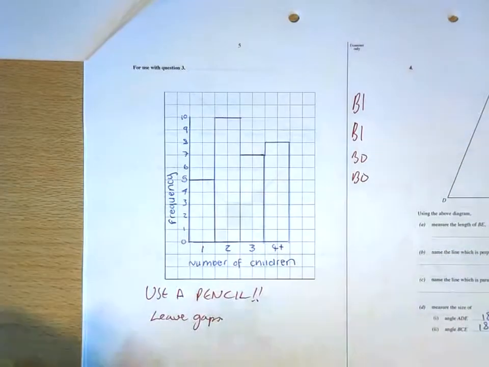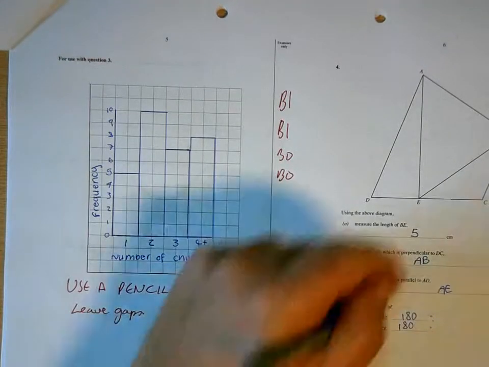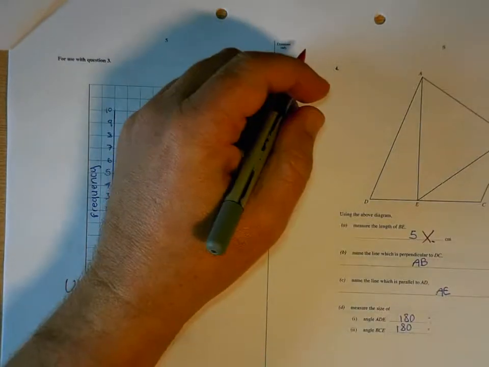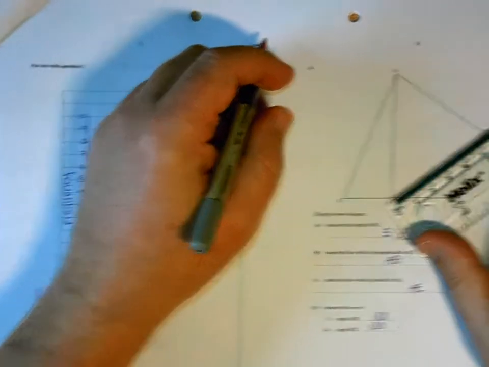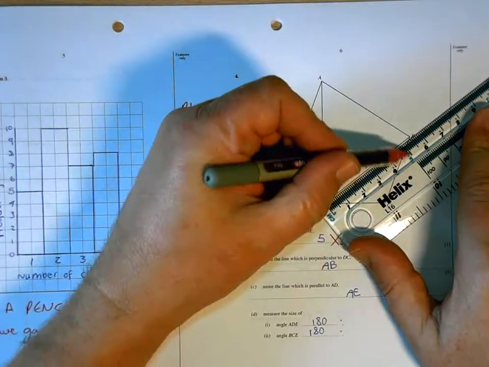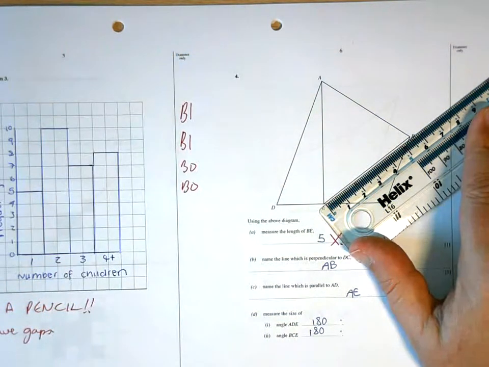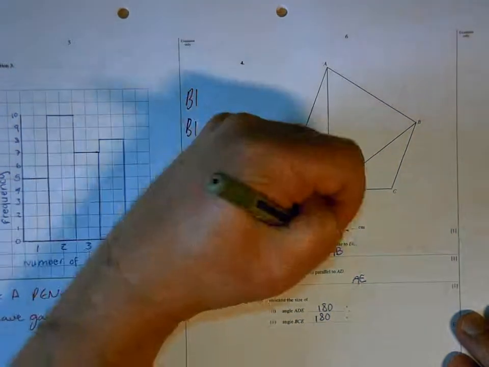I'm taking a mark off you for using a pen, and a mark off you because there's no gaps. 5 centimeters is not accurate enough. Okay, if you measure EB or BE, you can see there is 5, you're way off. There is 6, it's 5.5 or 5.6. You have to be more accurate. It's not AB.